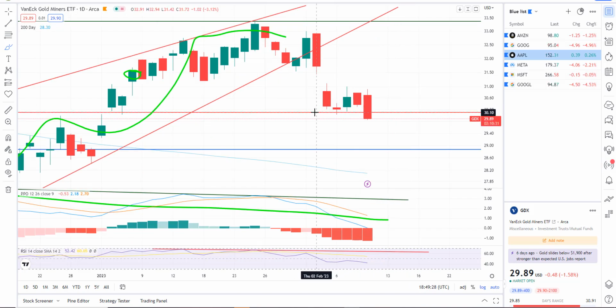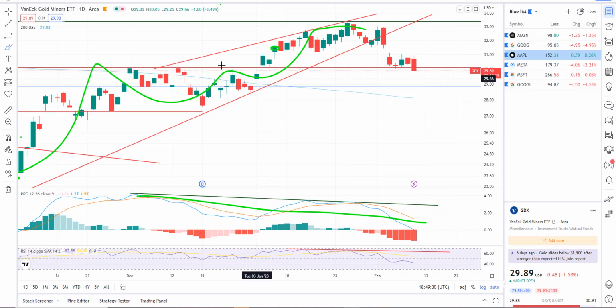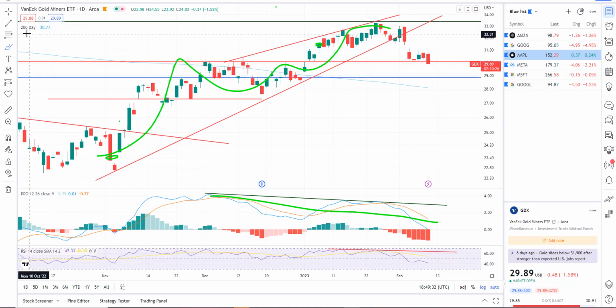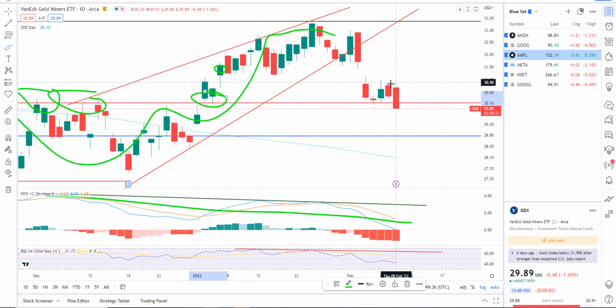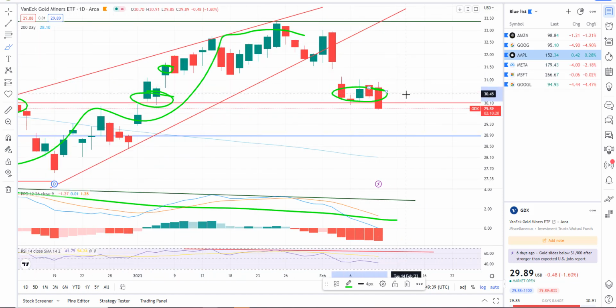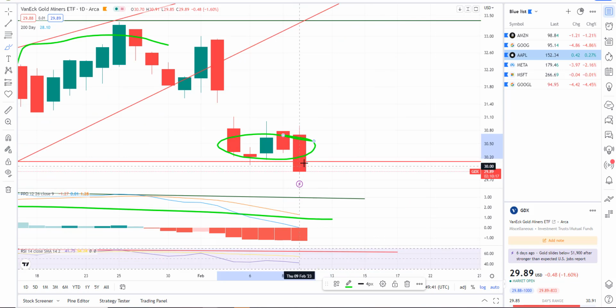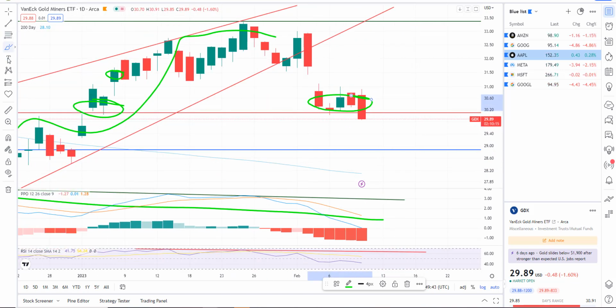gold, GDX. So here's the gold miners. Support really was about $30. You can see as I zoom out, on this daily chart, this is resistance through here, then it was support, and it's held support for the last few days, and it's now cracking. So that's a sell signal in my mind.